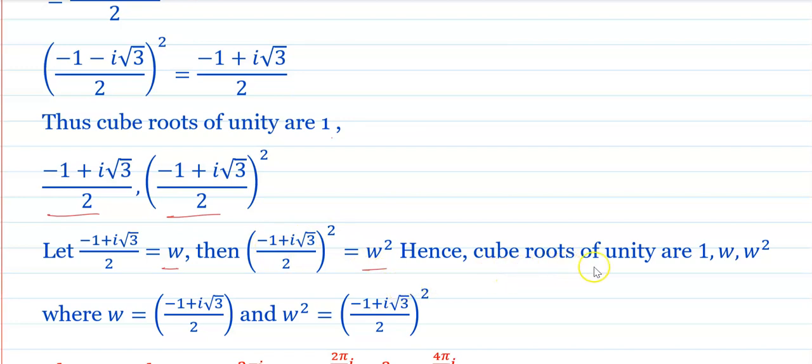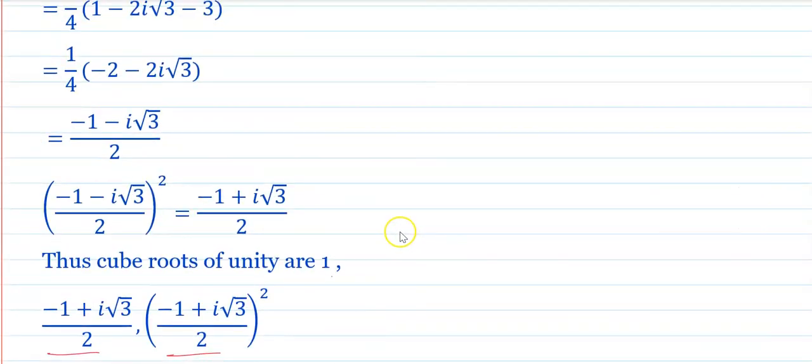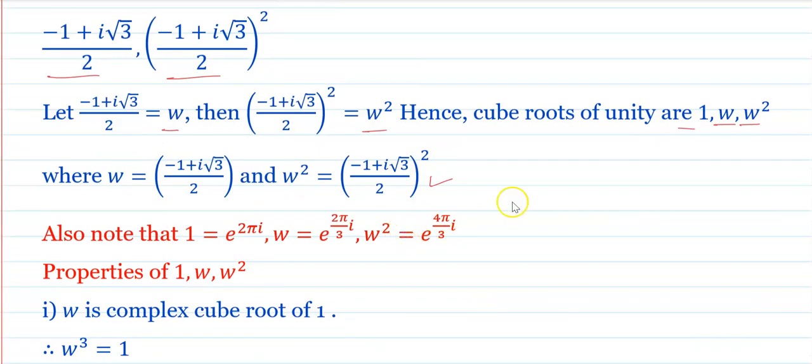Hence the cube roots of unity are 1, omega, omega square. Here omega is (minus 1 plus i root 3) upon 2, and omega square is ((minus 1 plus i root 3) upon 2) whole square. These are the cube roots of unity. What are the cube roots of unity? 1, omega, omega square, where omega is (minus 1 plus i root 3) upon 2.